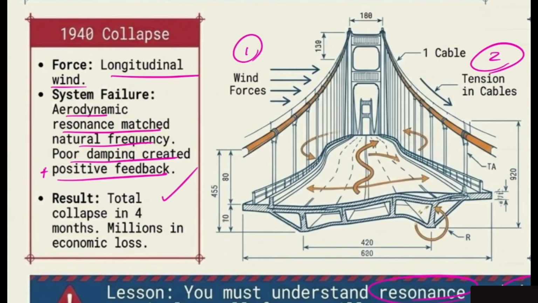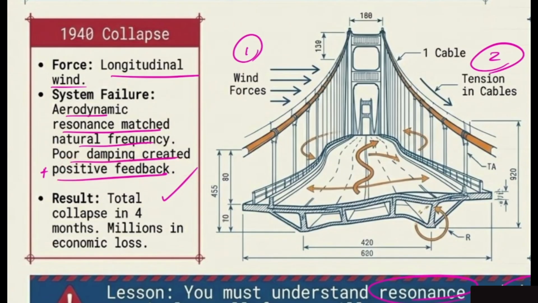So if you have wind that acts as a periodic wave, and the frequency of that periodic wave or periodic movement is the same as the natural frequency of your bridge or whatever controller system you have, you reach the collapsing point. It means that those frequencies are going to match each other, and the poor damping created positive feedback.